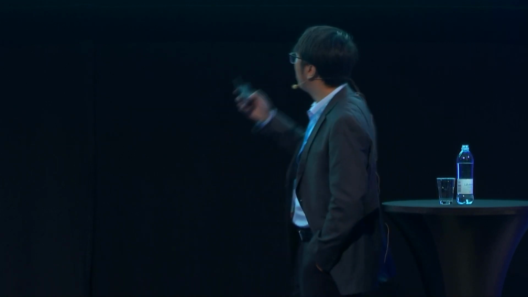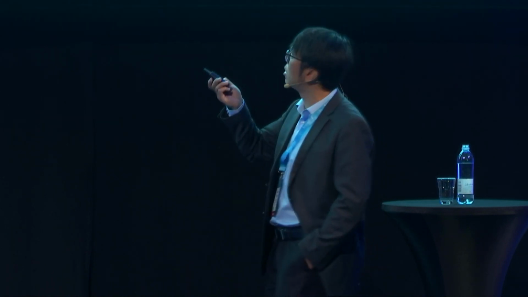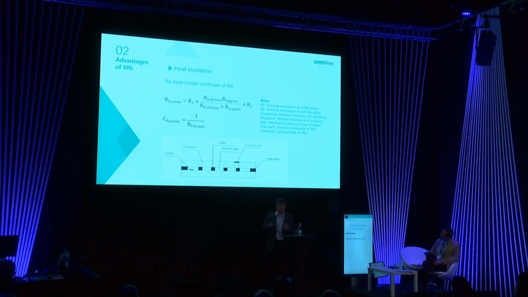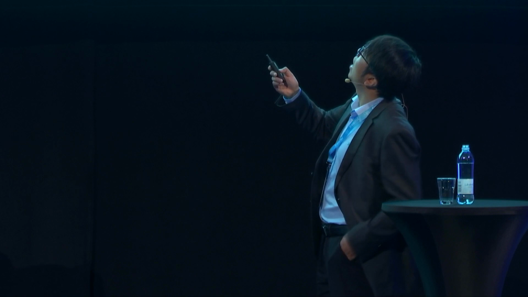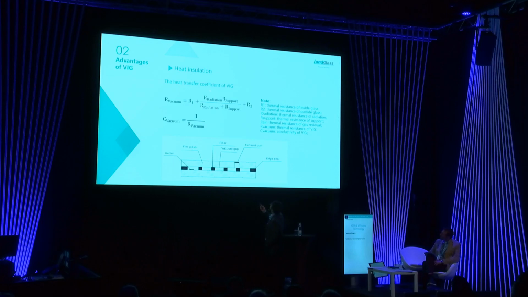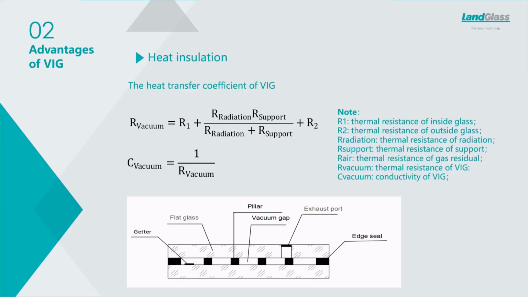In the middle, if we look at this picture, it depends on the radiation of the two glass sheets, the heat transfer by the supporters, and also the residual air inside. But normally the residual air has a pressure of less than 0.1 Pascal, so we can forget about that. Then the thermal resistance is only related to the radiation of the glass pieces and the heat transfer by the supporters.